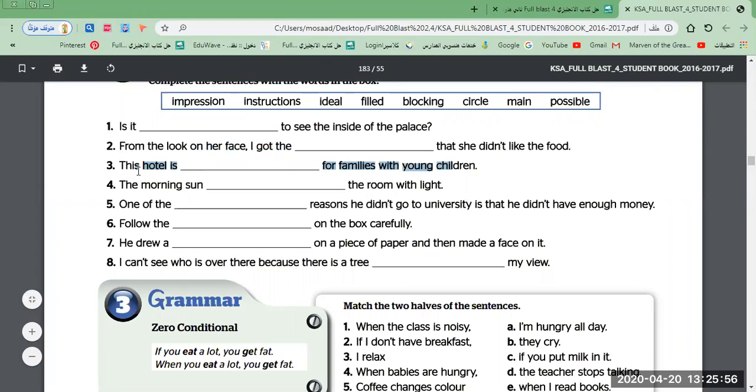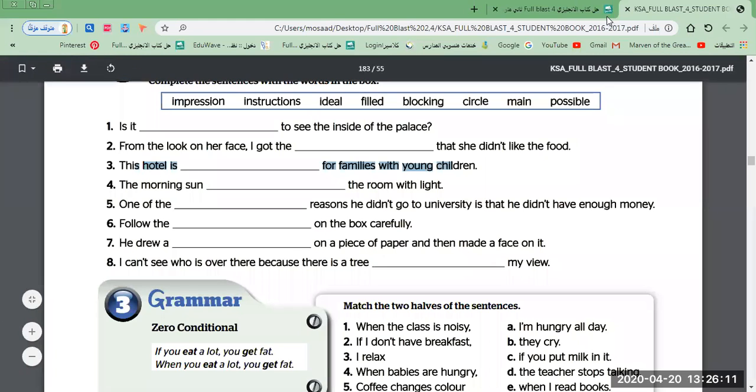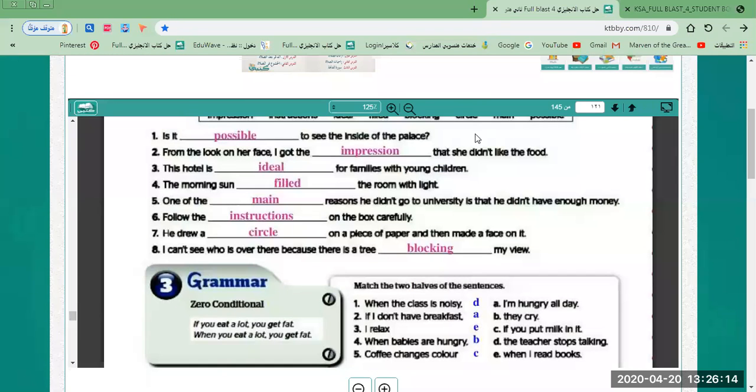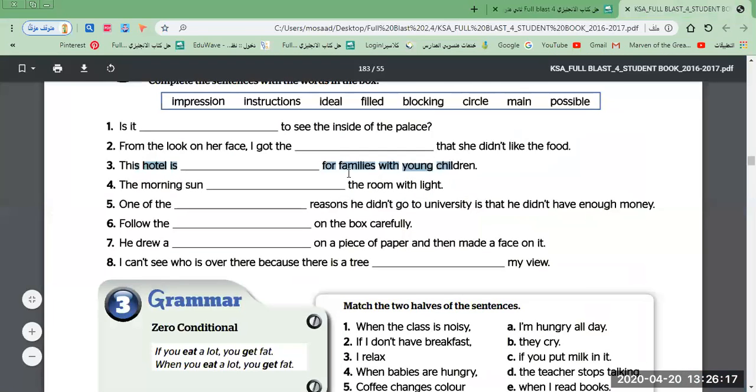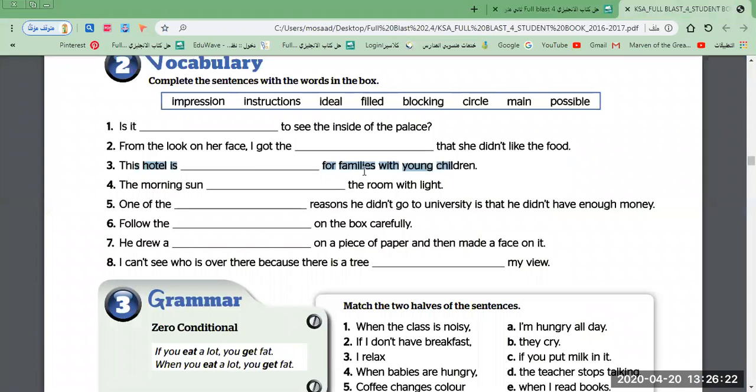Abdulaziz, you can read this. Number 3: this hotel is ideal. You have the word ideal. Ideal for families with young children. Excellent. Thank you. So this hotel is ideal for families with young children.